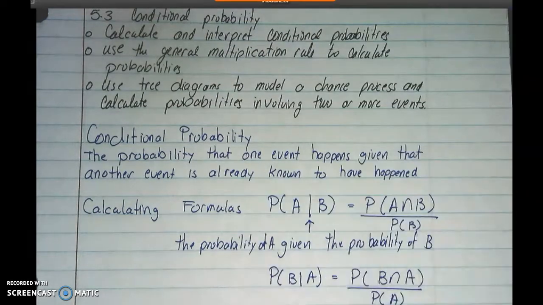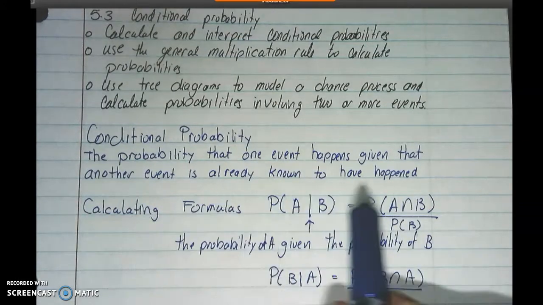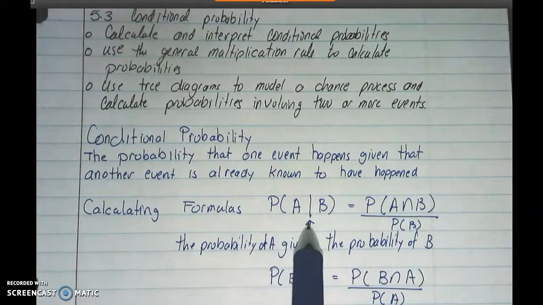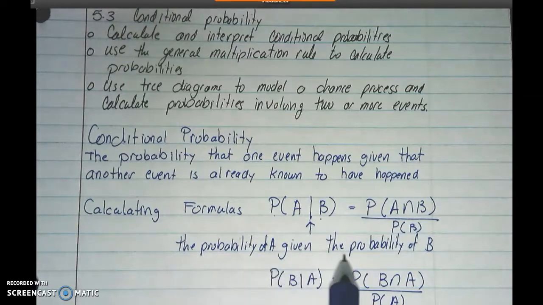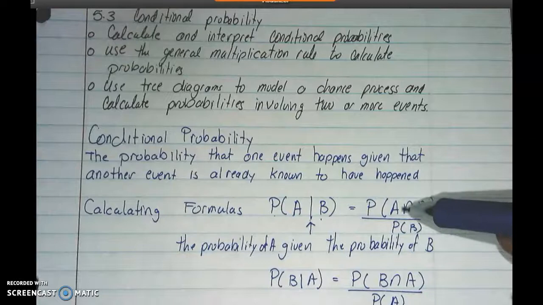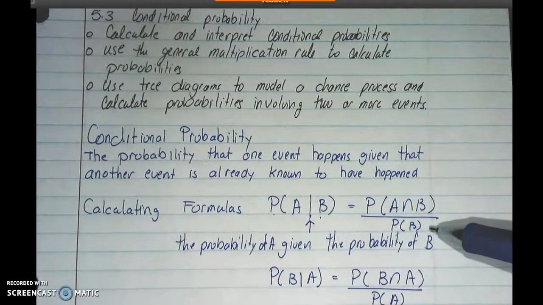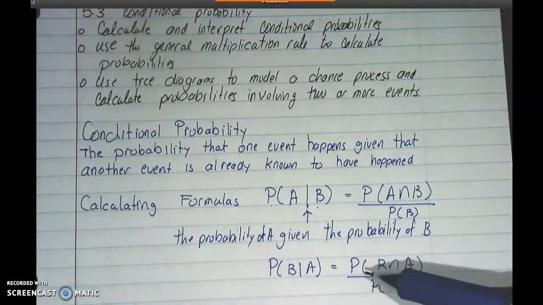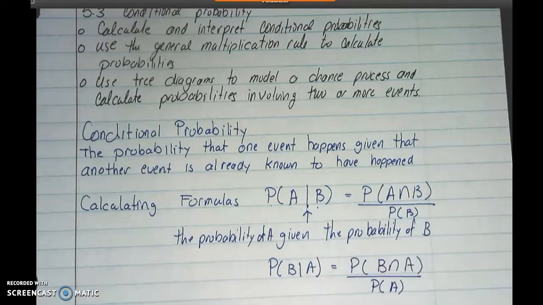Conditional probability is the probability that one event happens given that another event is already known to have happened. What it looks like is this: the probability of A given B. The way it's calculated is that we find the probability of A and B, and then our denominator, instead of being the whole total, is just going to be the probability of B, okay? And yes, you can flip the order, so you can have the probability of B given A, and it looks something like that, okay?